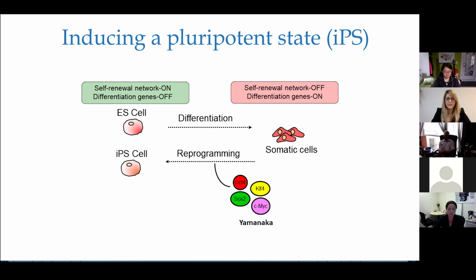So what we do with the somatic cells that we receive, we use a set of 4 transcription factors that are known to maintain pluripotency in embryonic stem cells. And when we force the expression of these 4 transcription factors in somatic cells, these somatic cells acquire characteristics similar to embryonic stem cells. And they are called induced pluripotent stem cells. So how does this work?